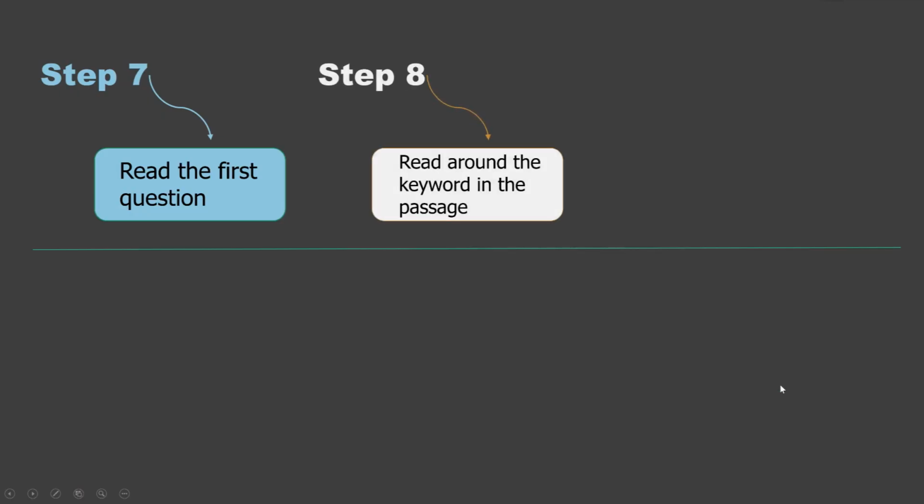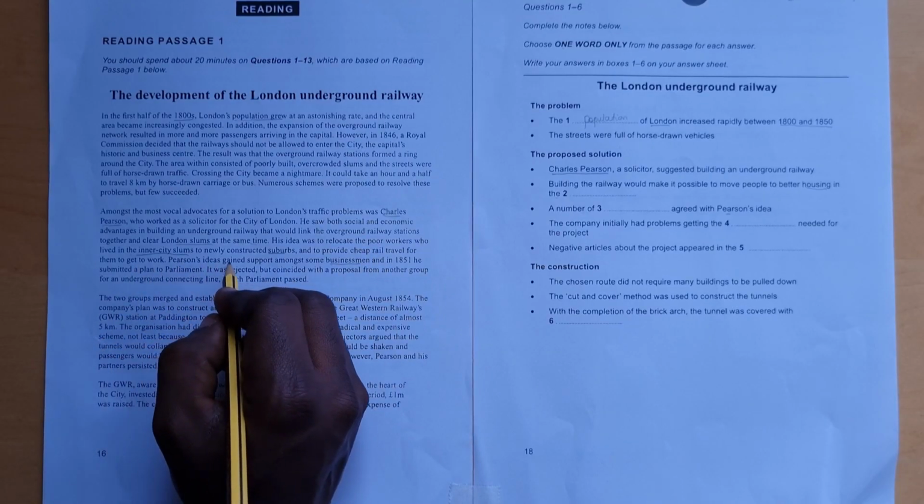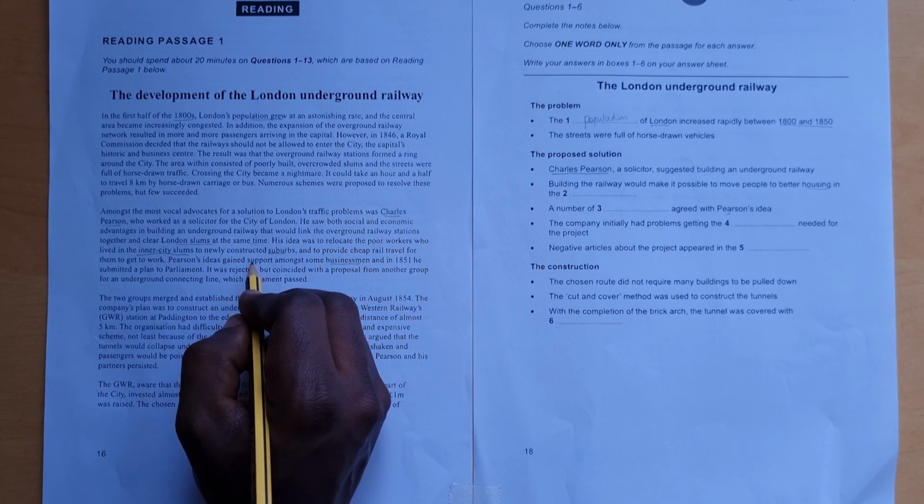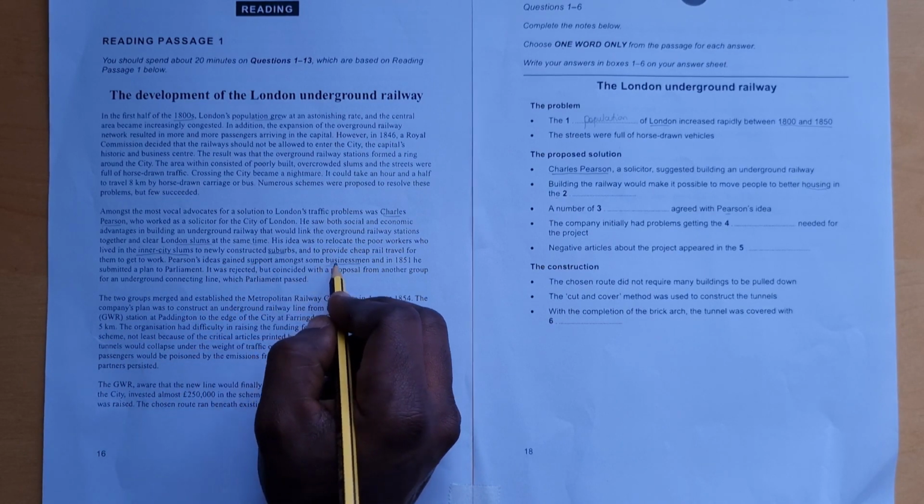And step 8 has to do with reading around the keyword in the passage. Remember that it is the keyword that will point you to the answers you are looking out for. So once you locate the keyword in the passage, you are going to read around that area with the skimming method. I've explained this in the previous lessons, and I strongly believe that you can really skim a passage to look out for the general information that may lead you to your answer.